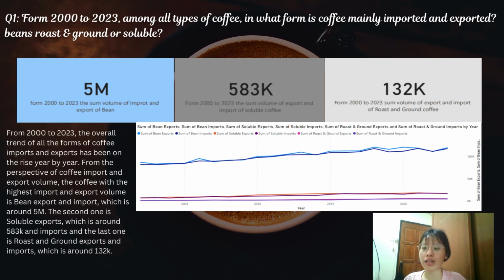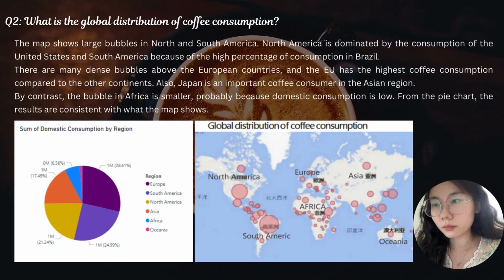The line chart shows that from 2000 to 2023 among 94 countries, all the forms of coffee import and export value are in an uptrend, and the import and export value of beans are the highest, followed by soluble coffee, and the last one is roast and ground coffee.